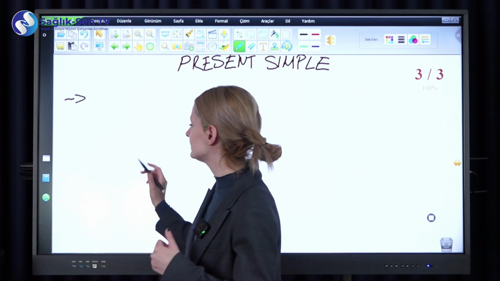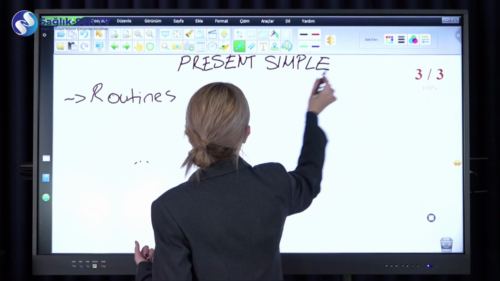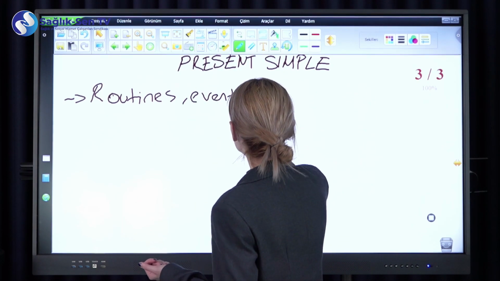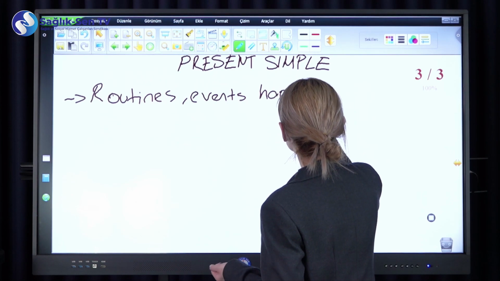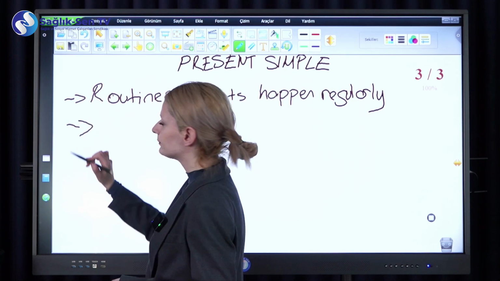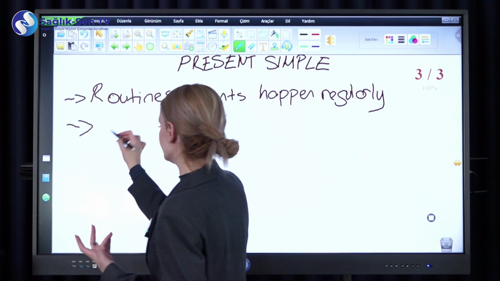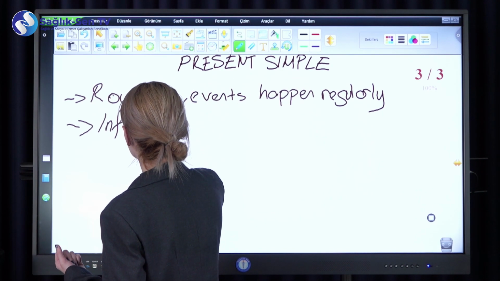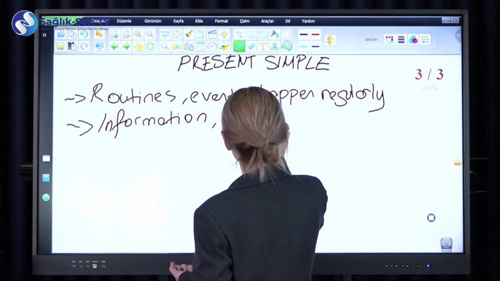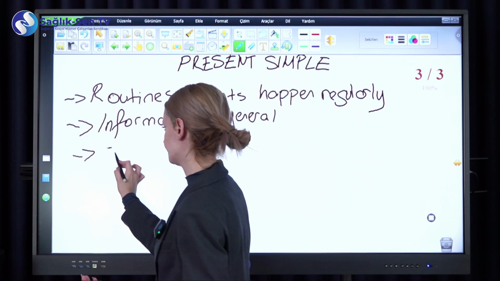First of all, we have said that we use present simple talking about routines. Events that happen regularly. Or we said that acknowledgements that can be proven. So I can say information, general information. Or I can use present simple with state verbs.